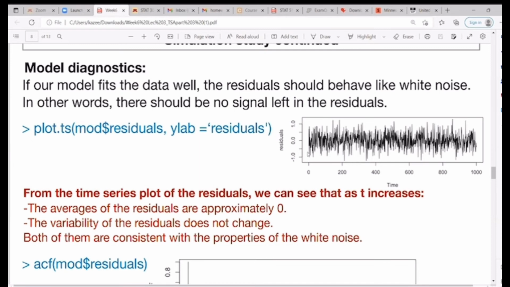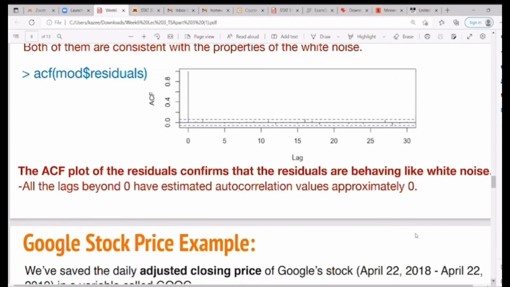We are retaining that because, don't forget, in time series we also have the assumption of stationarity. We expect the variance to be constant over time, and as you can see here, it is constant over time. That was why I said the variability of the residual does not change. So both scenarios are consistent with the property of white noise, because that is what we expect. Now, another way you can check is to generate the autocorrelation for the residual. Let me show you this.